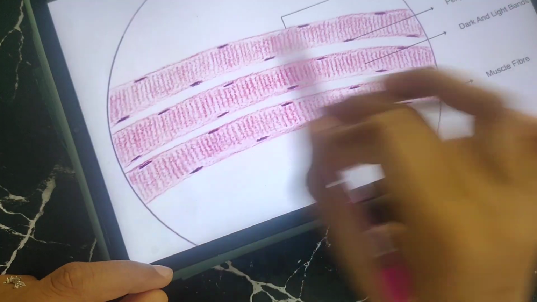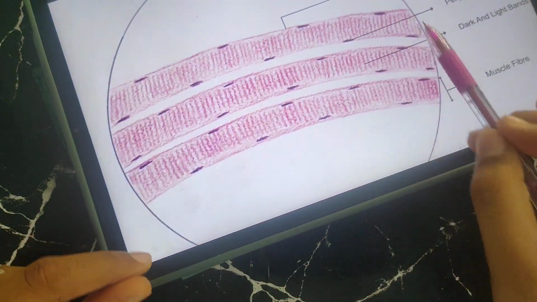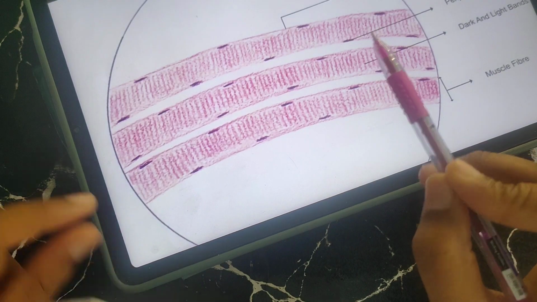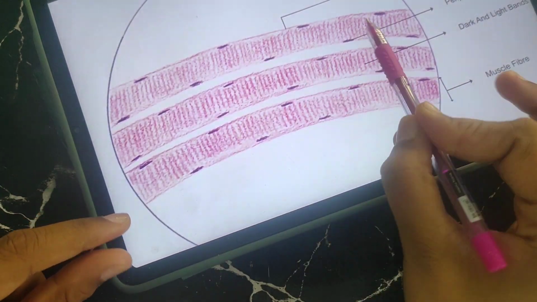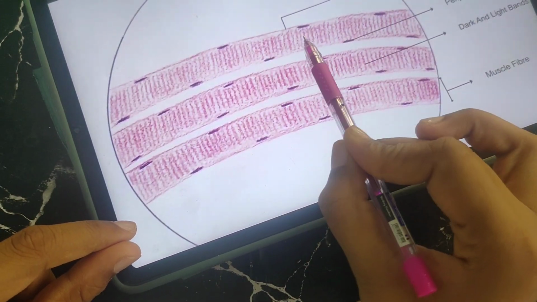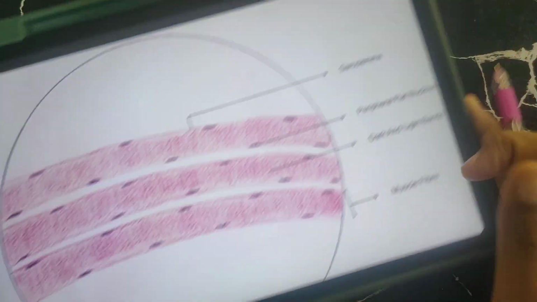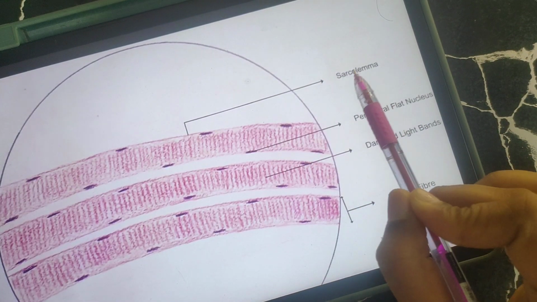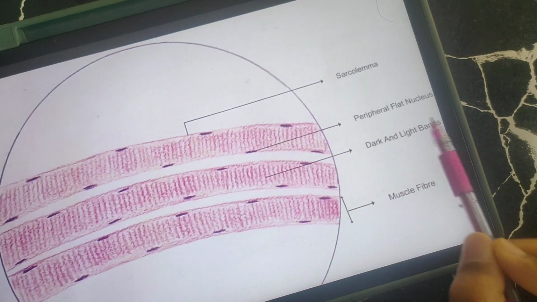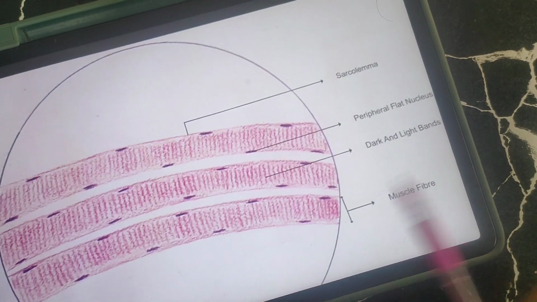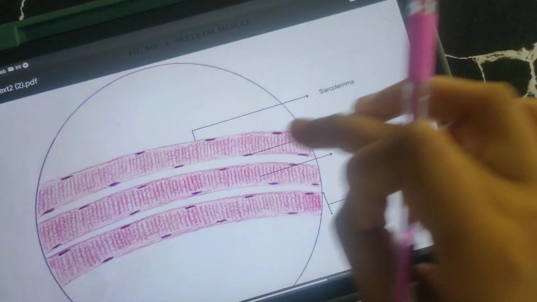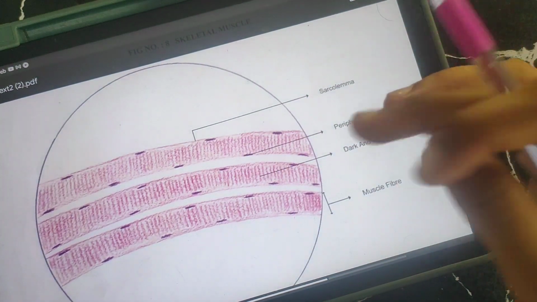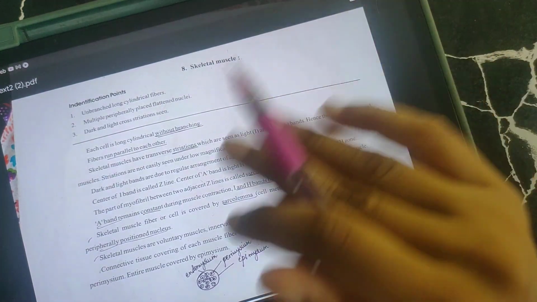You have to draw the parallel lines. Each will be cylindrical, without branching, with peripherally placed multiple nuclei, and you have to show the transverse striations. This is the sarcolemma, the cell membrane of the skeletal muscle, and the nuclei are peripherally placed. You have to show dark and light bands, and muscle fibers. This is all you have to draw in the diagram. You have to draw the diagram and explain a few points, then only you will get 5 marks. Explain all the points you know, and these are all the points.